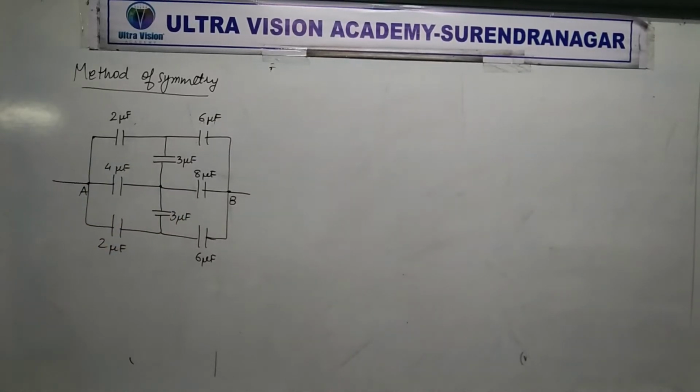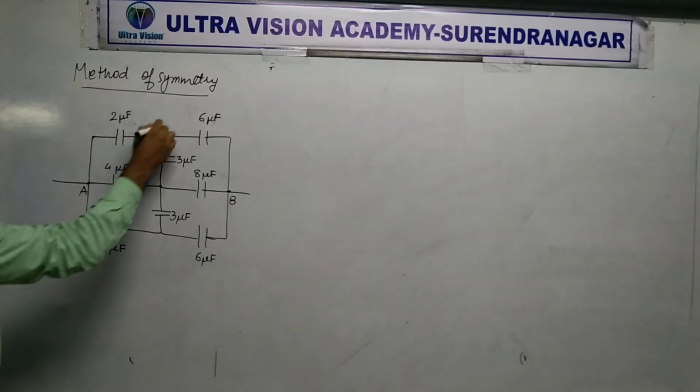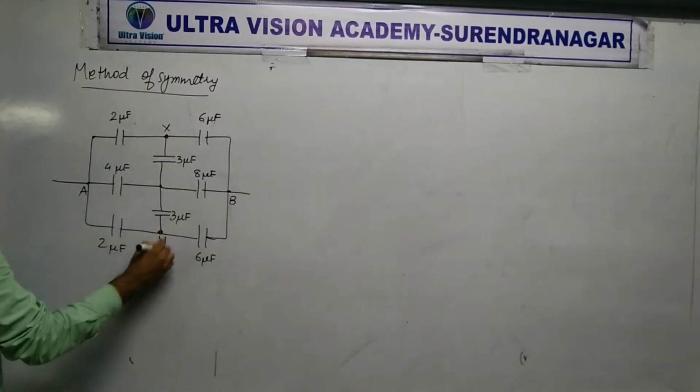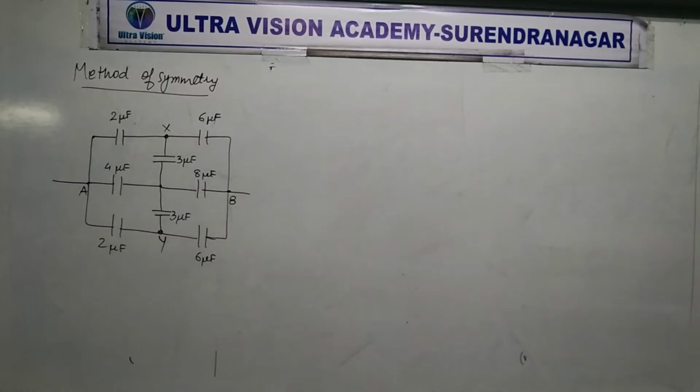Now, look at this circuit. Do you realize that the point above and the point below are identical? What do I mean? Let's call this point X and this Y. Do you agree that in every way point X and point Y are the same? Yes or no? Sure or not sure? Look at the circuit above this line.